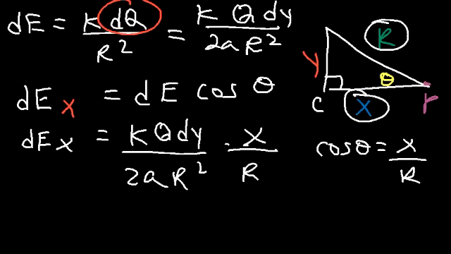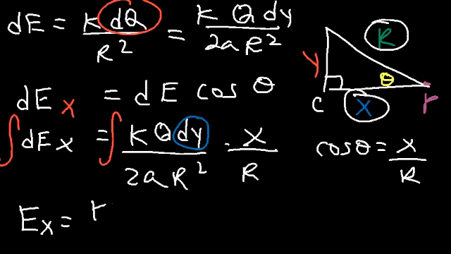So what do you think we should do now? What's our next step here? Once we have this equation, we want to integrate both sides so we can get E sub x. The integral of dE sub x is E sub x. Now let's move all the constants to the front. Notice that dy tells us that everything is a constant except the y variables.